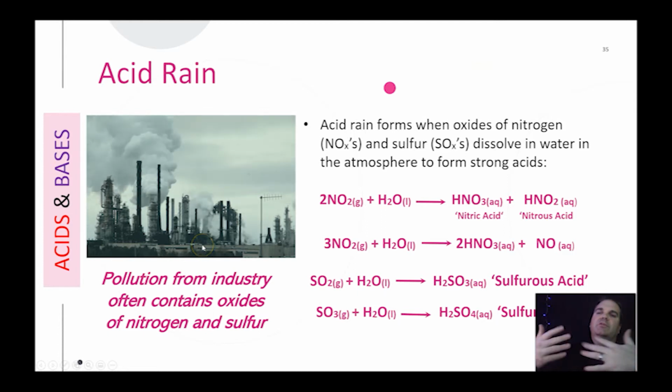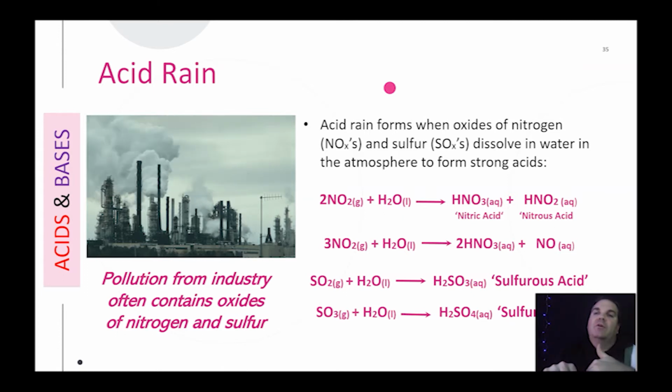Pollution from industry often contains oxides of nitrogen and sulfur. When we burn fuels or fossil fuels, often that has quite a lot of sulfur in it, and that can be released to the atmosphere. Particularly here in Australia, a lot of our fuels that we get from the ground, like coal, have a lot of sulfur content in them. So we can release a lot of sulfur dioxide to the atmosphere.